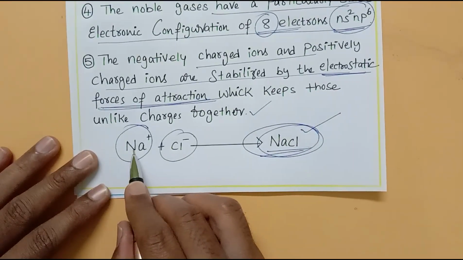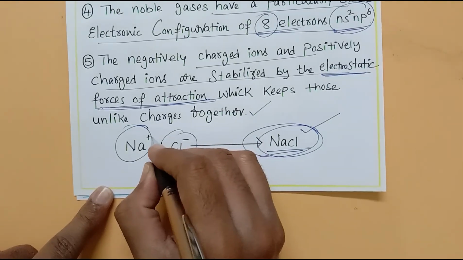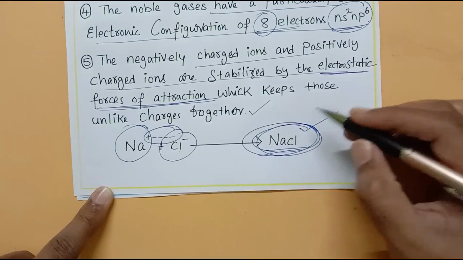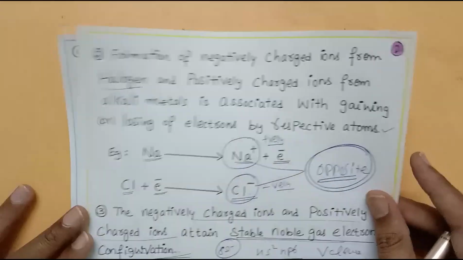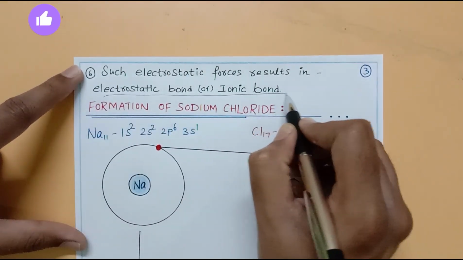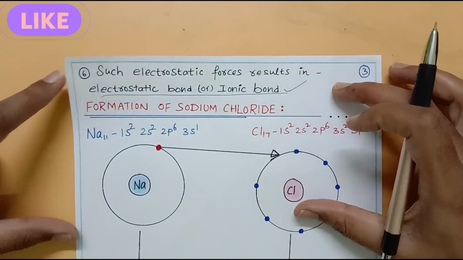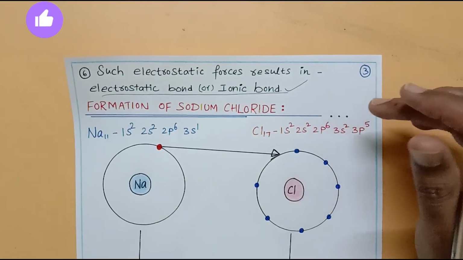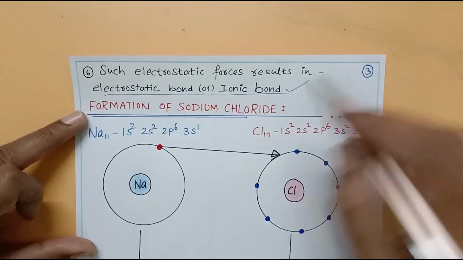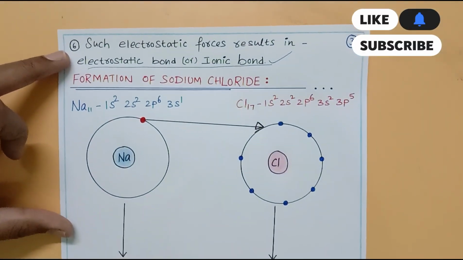So the sodium ion is positively charged and the chloride ion is negatively charged. Because they are oppositely charged, there is an attraction force, and with that force they are held together as a single molecule, sodium chloride. Such electrostatic forces result in an electrostatic bond, also called an ionic bond, between the positively charged ion and the negatively charged ion. Now let us see the simple formation of sodium chloride.